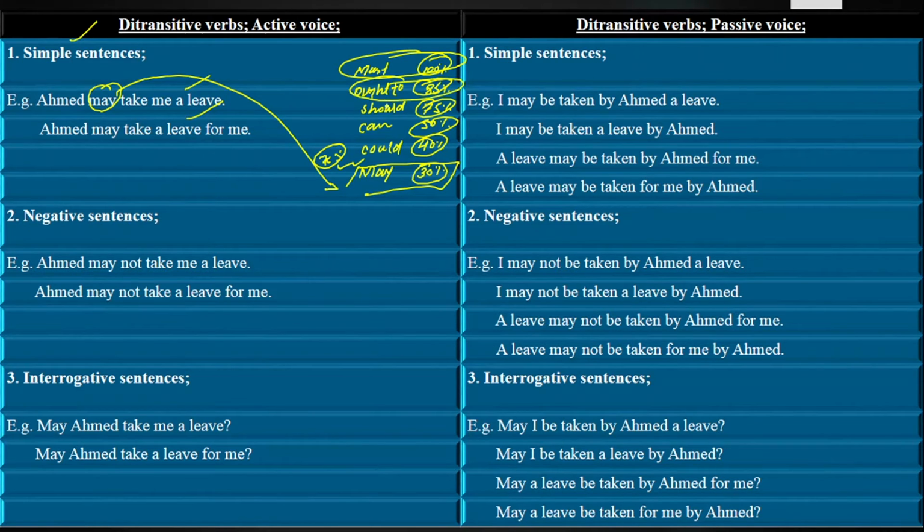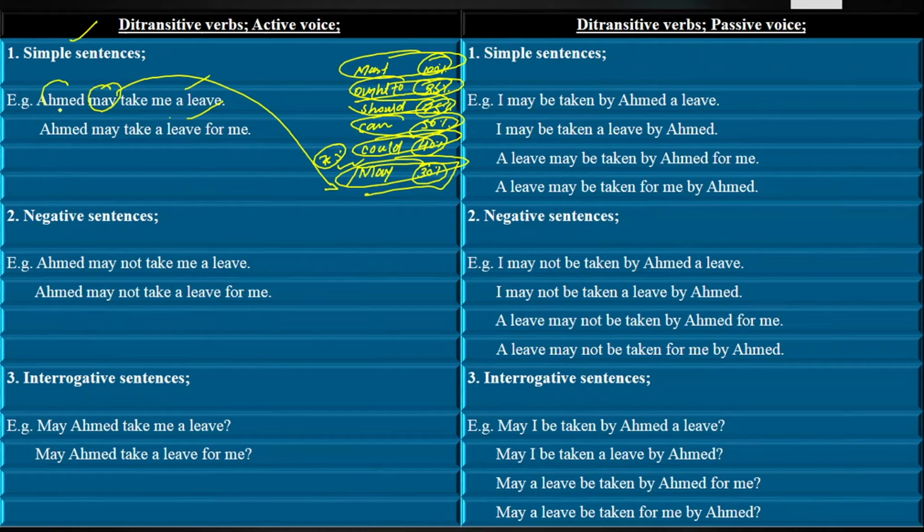Ought to 85%, should 75%, can 50%, could 40%, and may is less stressable than all of them, that is used as 30%. And second way, Ahmad may take a leave for me. So these are the two ways in active voice which we have already discussed in the previous slide, but we will discuss how we are going to change it into passive voice in four ways.